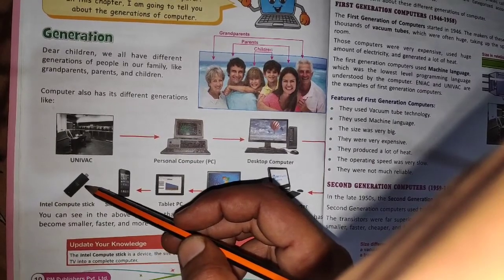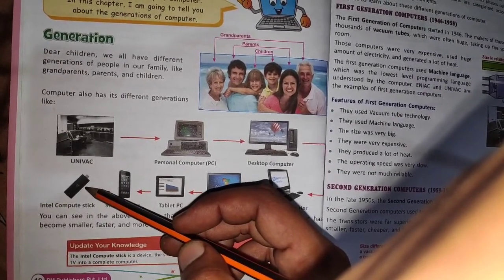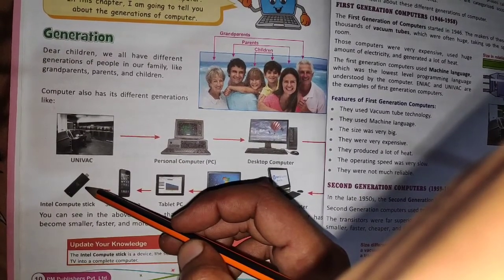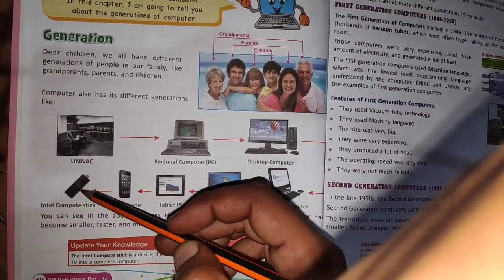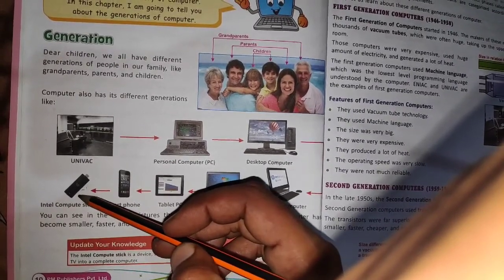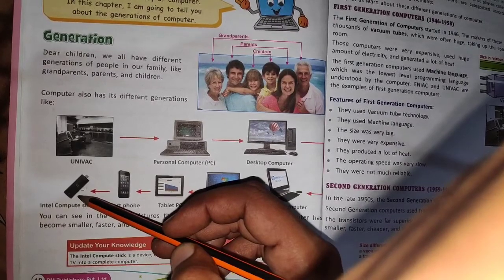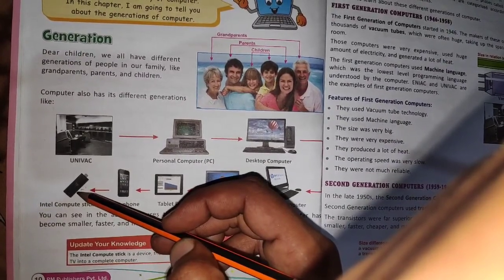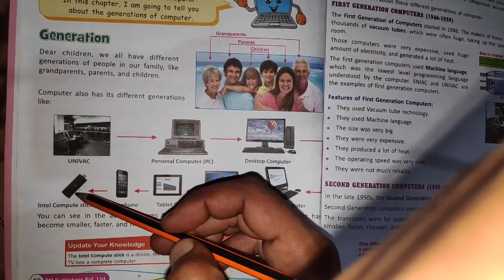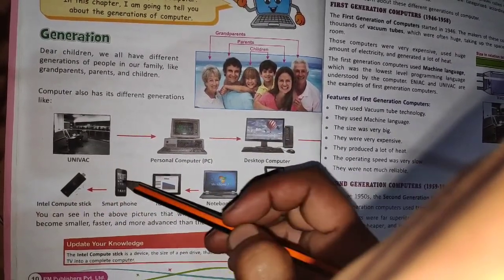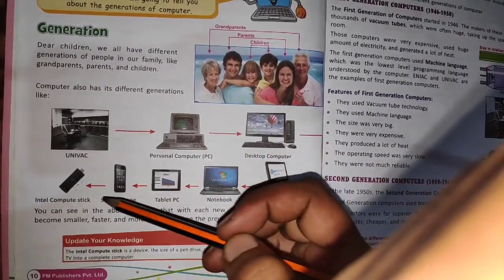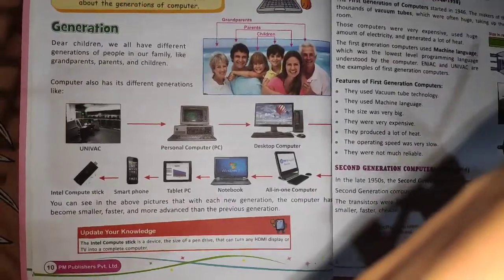This is the HDMI stick that you can connect with any device like a television, and this stick has an operating system also. With the help of this stick you can convert any HDMI screen into a portable computer. Whatever you do with the help of a computer, the same stick can do. So these all are the different generations of a computer.